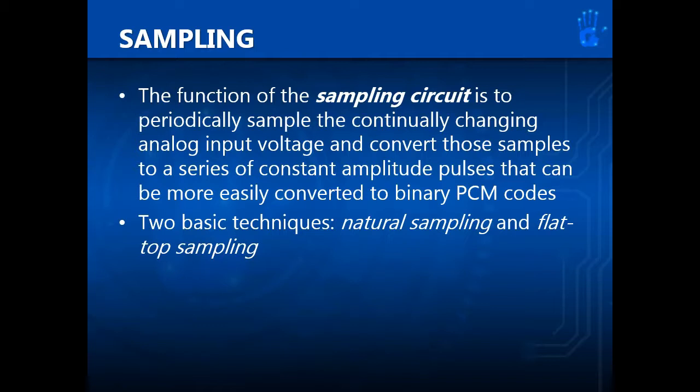Sampling. The function of the sampling circuit is to periodically sample the continually changing analog input voltage and convert those samples to a series of constant amplitude pulses that can be more easily converted to binary PCM codes. Two basic techniques: natural sampling and flat top sampling.